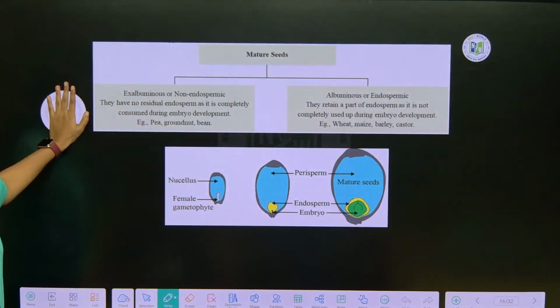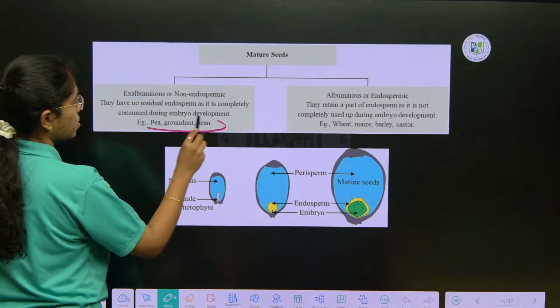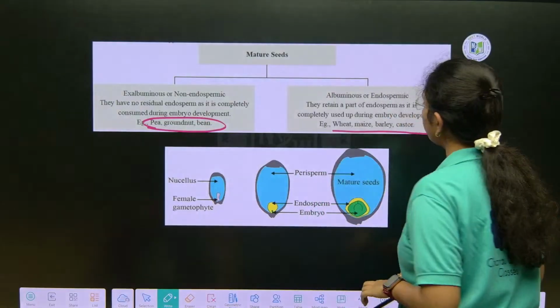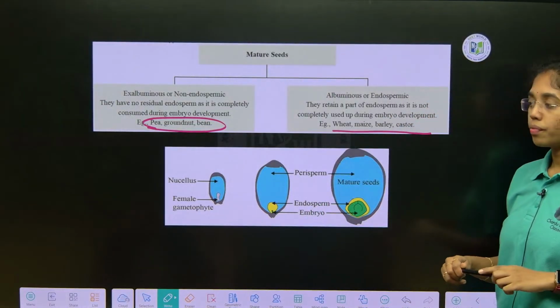albuminous, exalbuminous seeds. Just take down the examples. Pea, groundnut, bean. Here for albuminous: wheat, maize, barley, castor. Took already?